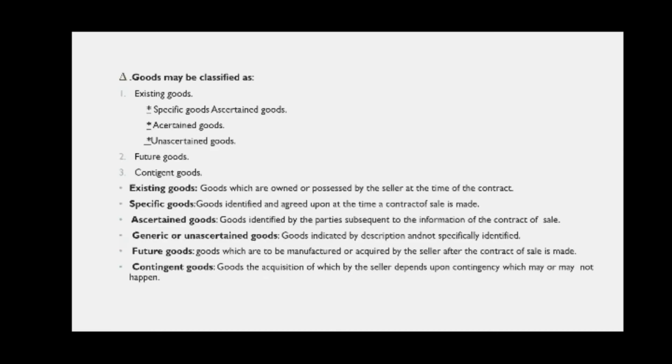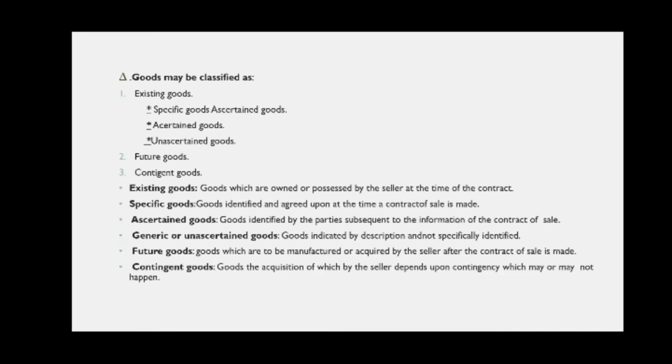The goods which form the subject matter of a contract of sale can be of the following types. Goods may be classified as existing goods, future goods, contingent goods. Existing goods may be of three types, such as specific goods, ascertained goods and unascertained goods. Existing goods are goods which are owned or possessed by the seller at the time of contract. Example, A is a manufacturer of watches. He sells 100 watches to B. It is a sale of existing goods because the watches are owned by A.